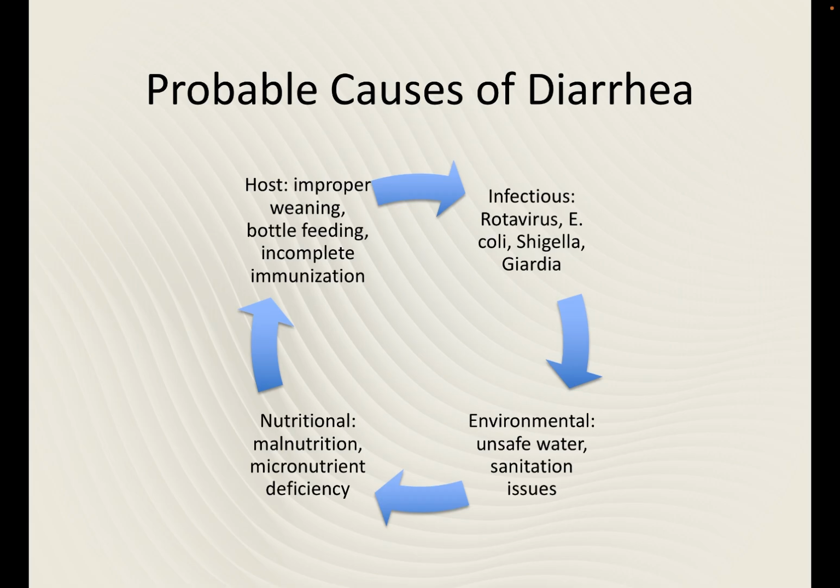So the probable causes of diarrhea include this vicious cycle of improper weaning, bottle feeding, or incomplete immunization resulting in rotavirus, E. coli, Shigella or Giardia infection. And in the environment, unsafe water and sanitation issues result in malnutrition and micronutrient deficiency. Again, this becomes a vicious cycle.